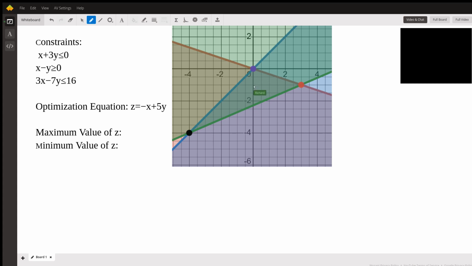And it turns out that the optimization will occur at the points of intersection. So what we do is very simple. We just make a list of the points of intersection.